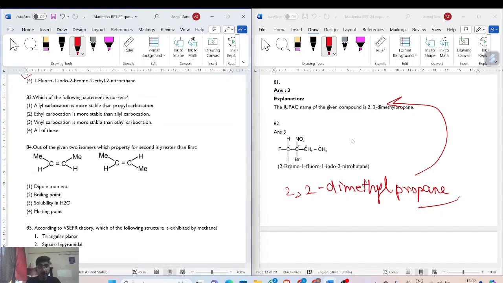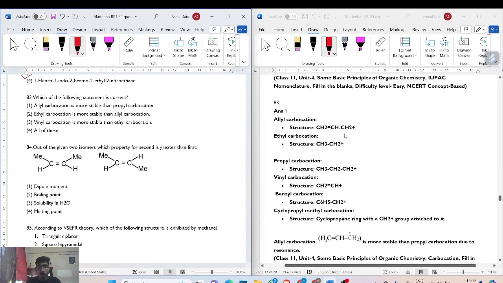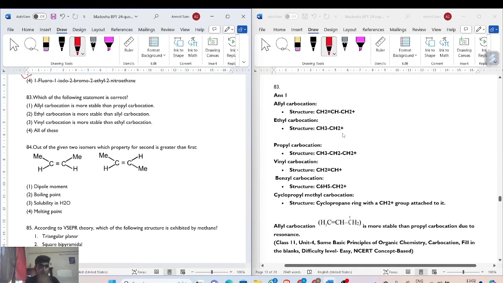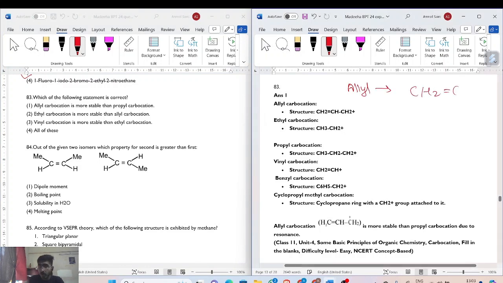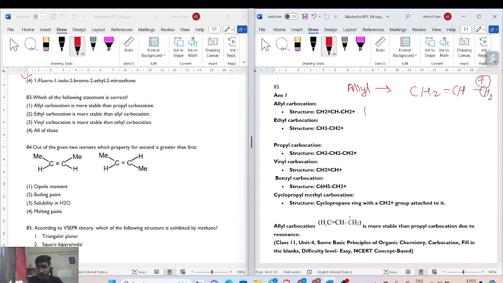Now question number 83. Which of the following statements is correct? First, we have allyl carbocation is more stable than propyl carbocation. The structure of the allyl carbocation is CH2 double bond CH, single bond CH2 with a positive charge on CH2. And the structure of propyl is CH3, CH2, CH2, and then a plus charge.